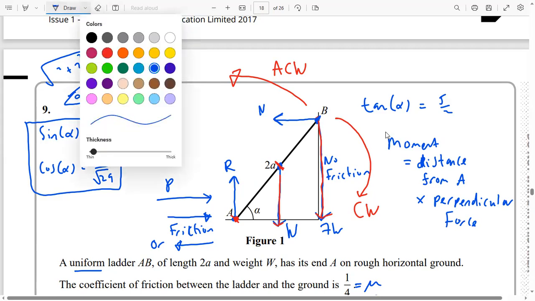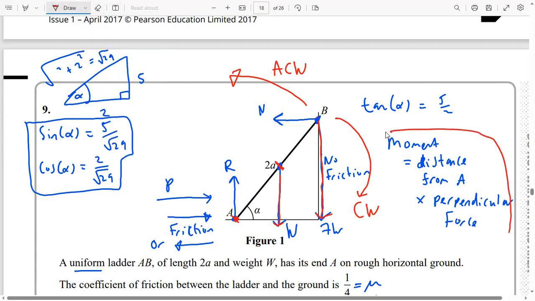Now, remember that this W acting vertically downwards in the middle is not perpendicular to the ladder, is it? It's not perpendicular. So we've got to take a component of this force, and we want this component here. So we want this component of the W perpendicular to this distance of A.